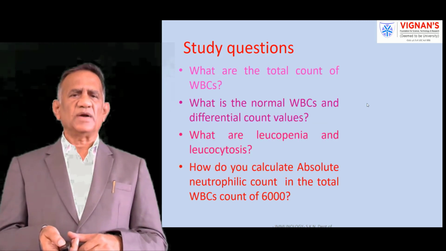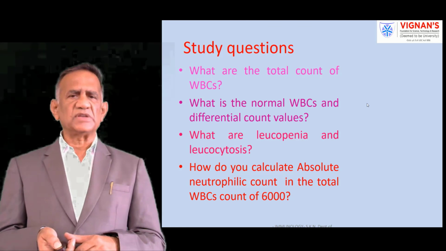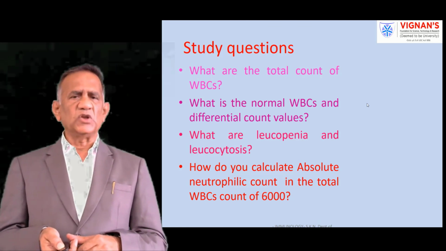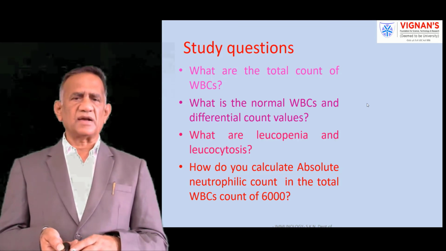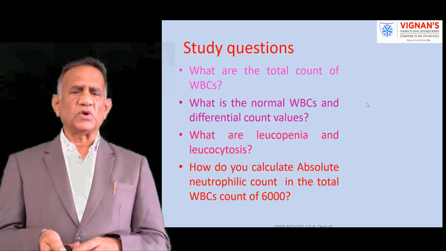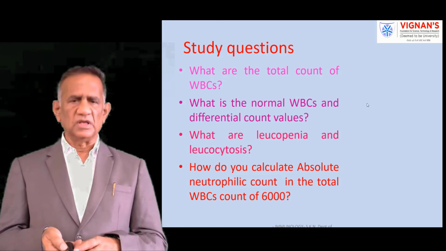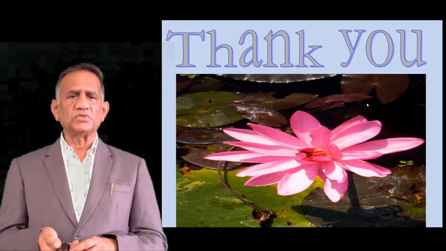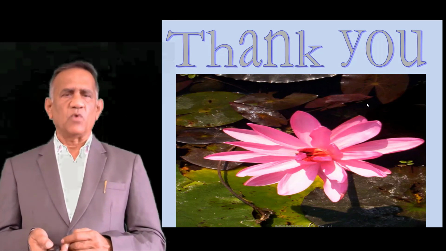Study questions: What is the total count of WBCs? What are the normal WBC and differential count values? What are leukopenia and leukocytosis? How do you calculate the absolute neutrophil count? The total WBC count of 6,000. So with this, I wish you all to go through the slides, and we'll go to the next topic, topic 4, next time. Thank you.